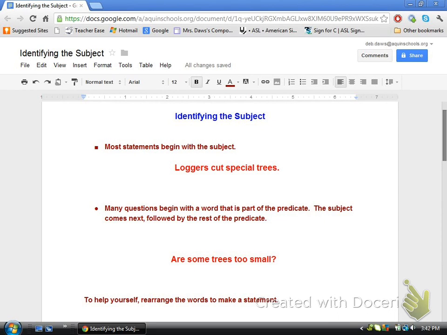Okay, today's lesson is on identifying the subject in different types of sentences. The first type of sentence, and the most common, is just a statement. Most statements begin with the subject.